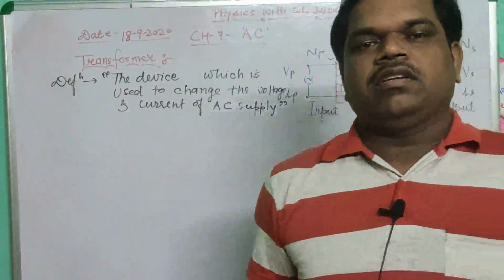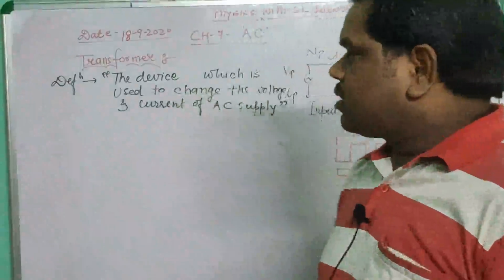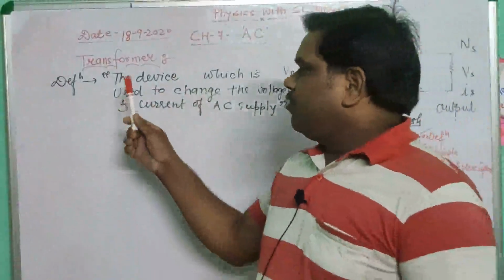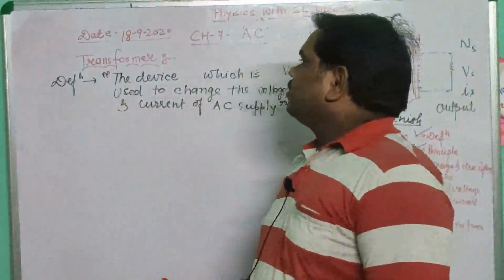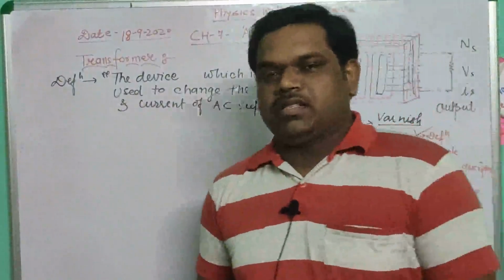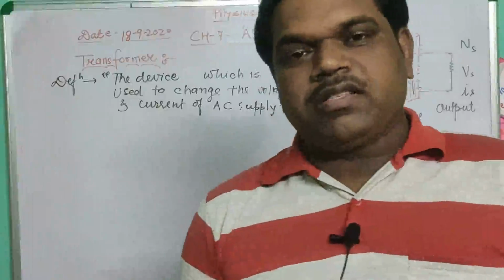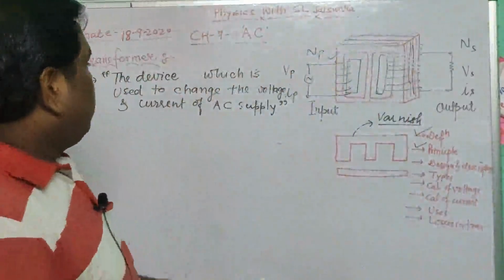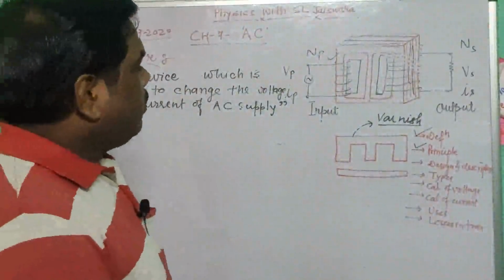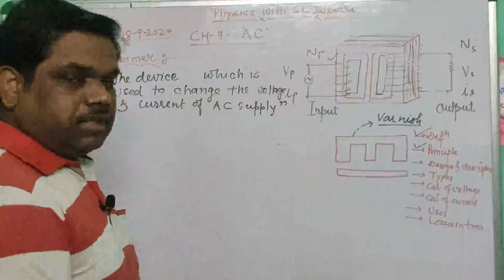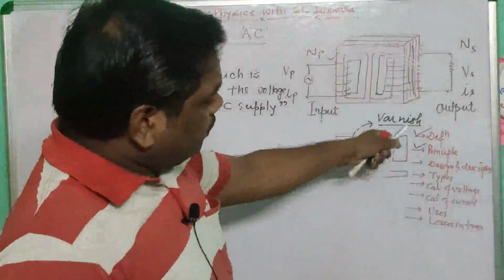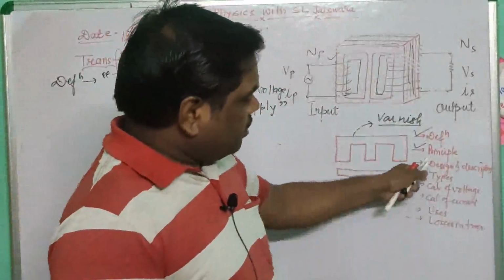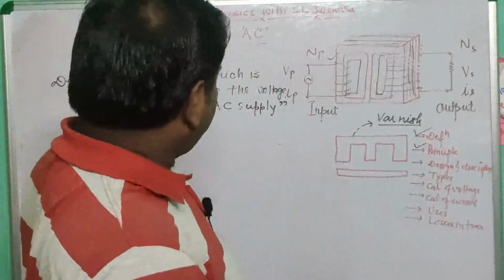Very good morning, children. Today we'll discuss one very important topic of chapter number 7, that is alternating current, and the topic is transformer. So let us see about the transformer. These are the points related to transformer.